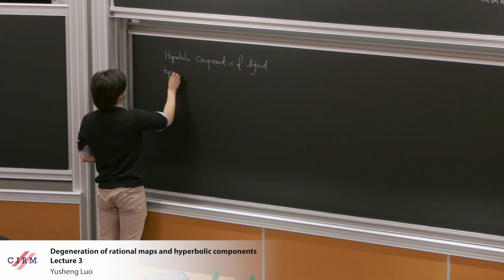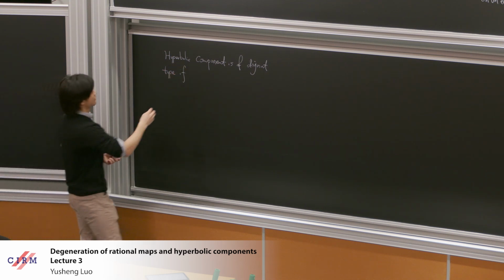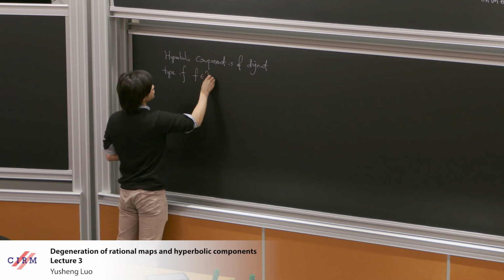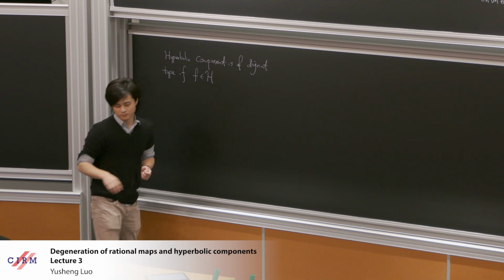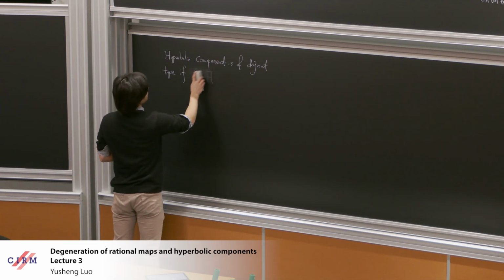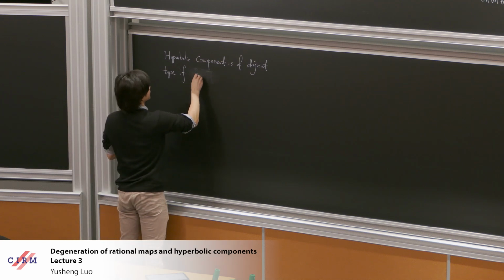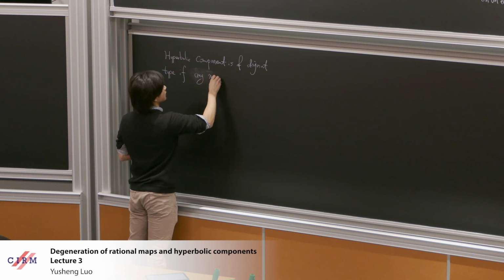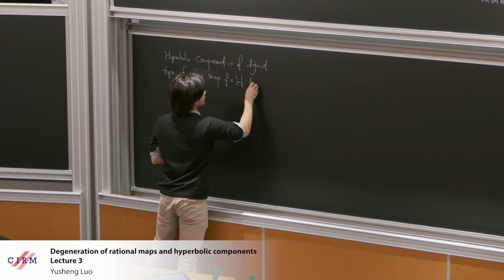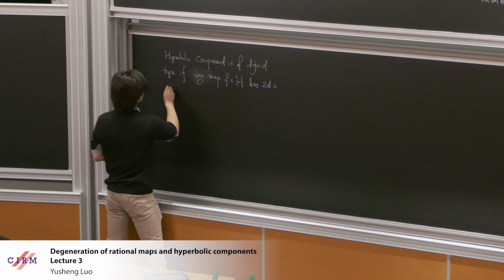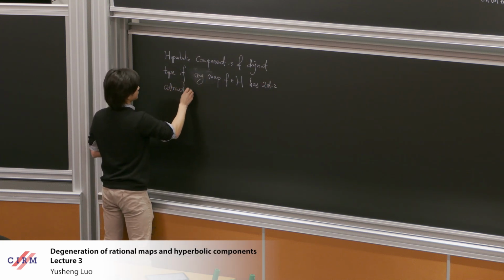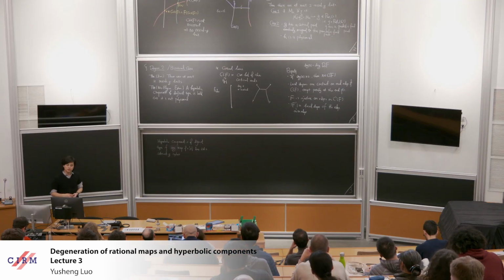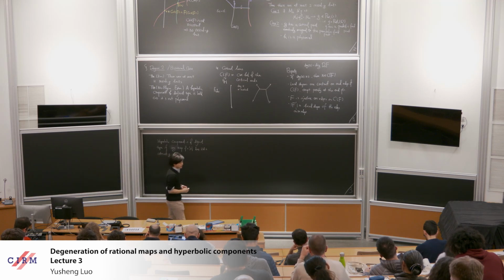Let's say f in H, the PCF, or maybe any map f in H, has 2D minus 2 attracting cycles. So it has the maximum number of attracting cycles. In degree 2, this means that you have exactly 2 attracting cycles.